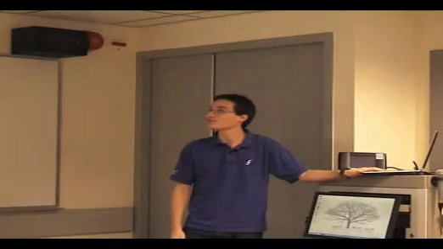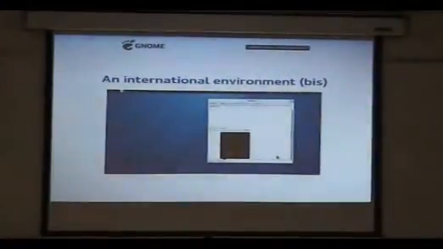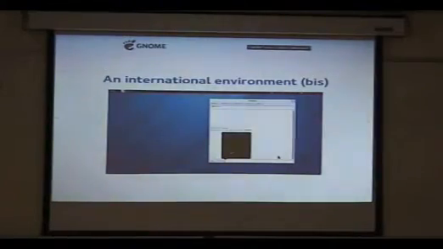I can't do anything for Chinese. I don't write it. I don't read it. But that's really an area where Chinese people can make a strong difference very quickly. Still in the international environment, the interface of GNOME is translated. You can see the menus, everything is written in Chinese.